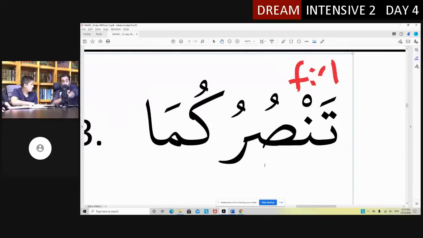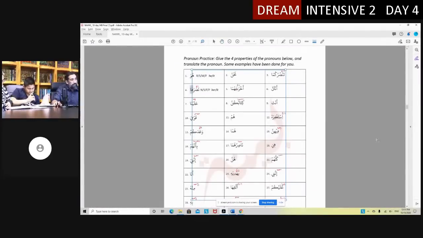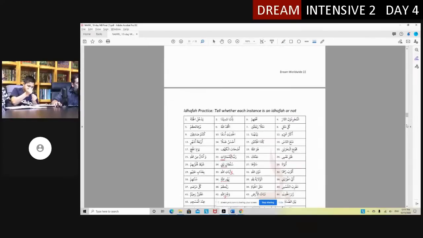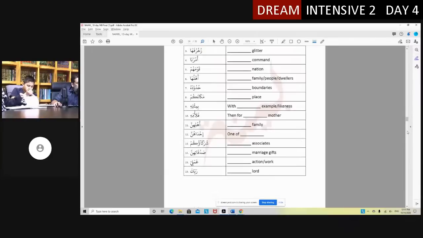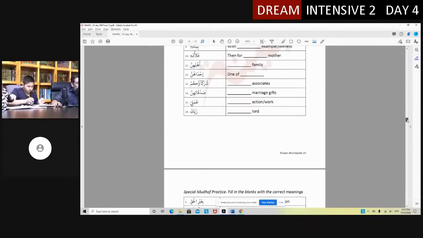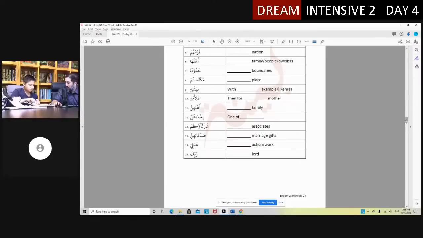Even though class time isn't over yet, I'll give you a short break. But this is what you're gonna do for homework. Page 20 and page 24. Okay, two pages. You're going to translate all the attached pronouns or the independent pronouns. You're just translating the pronouns and writing the meaning of the pronoun in the boxes.